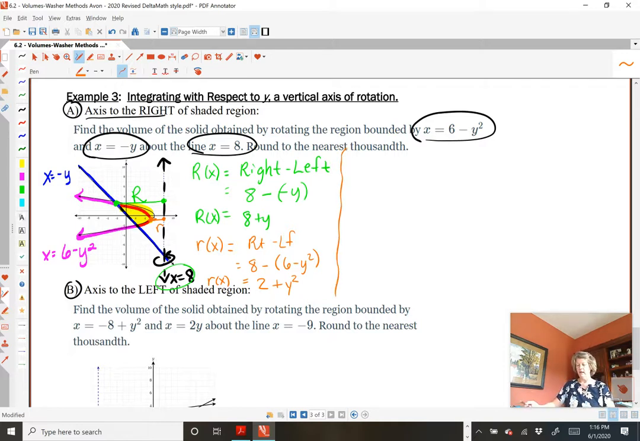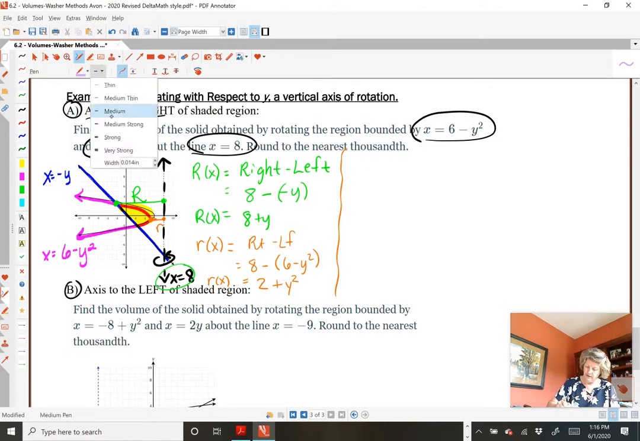Awesome. Now I'm almost ready to go and calculate the volume, but I don't know my intersection values. So let's calculate intersection. I hope I have room here.